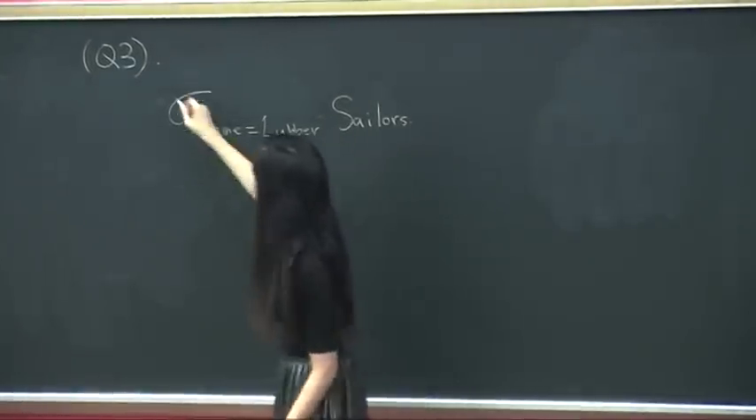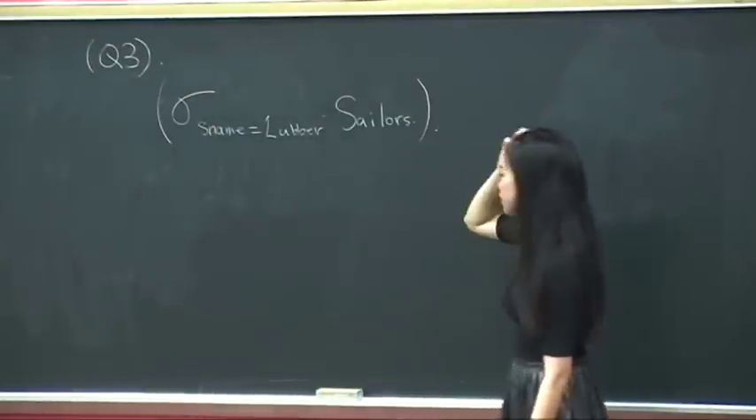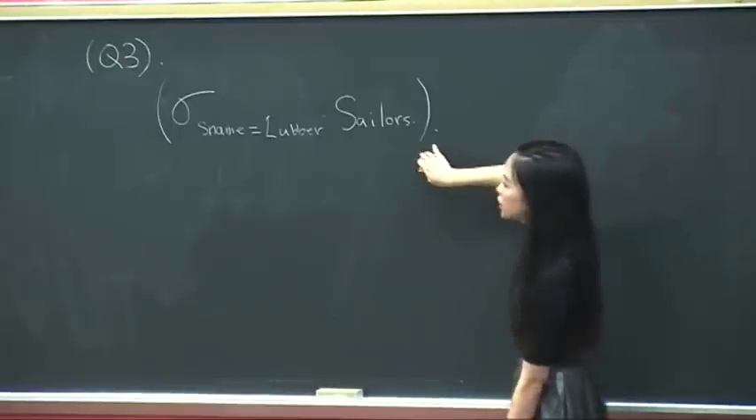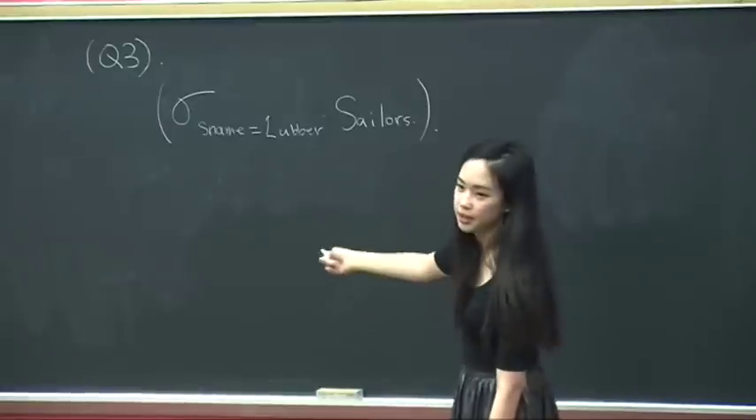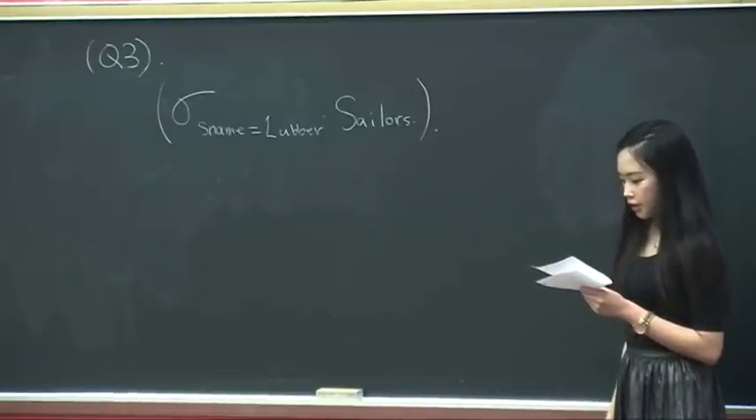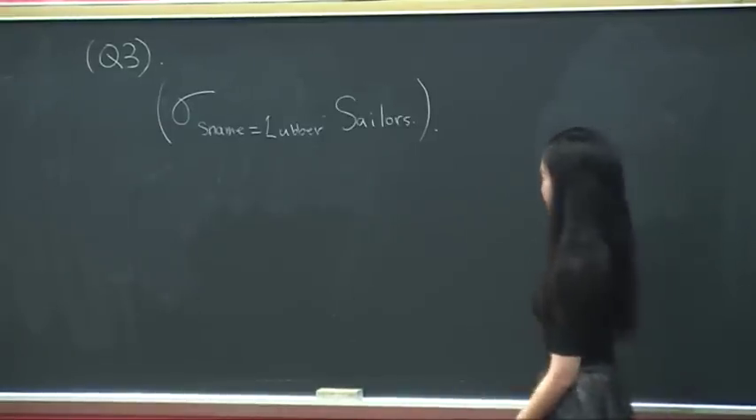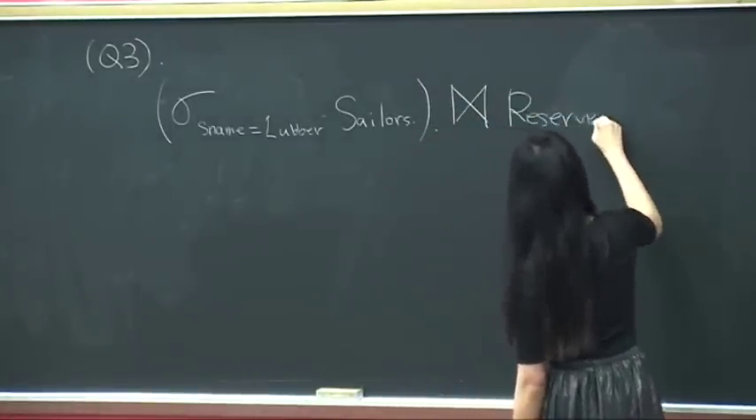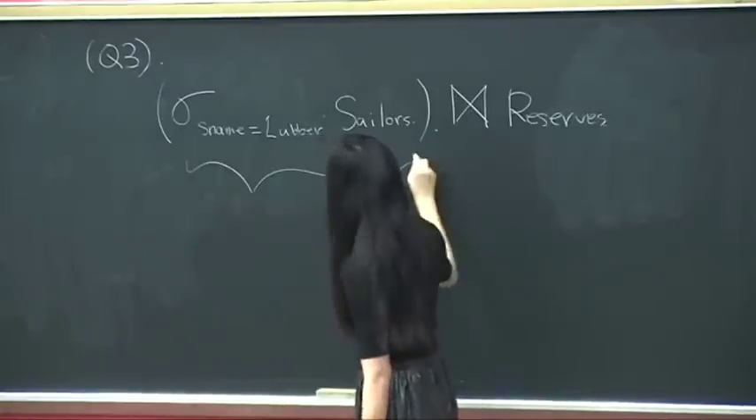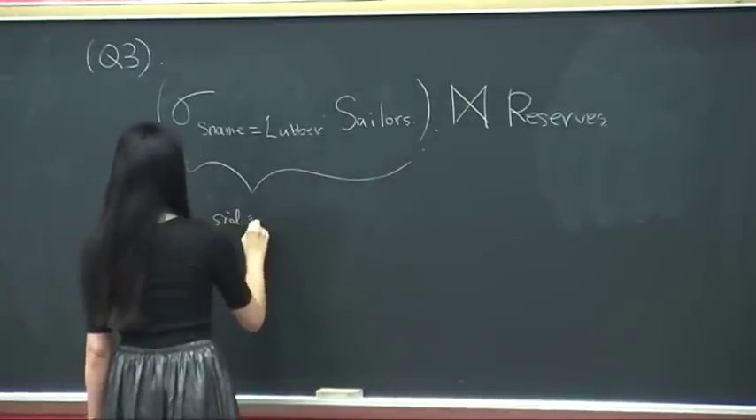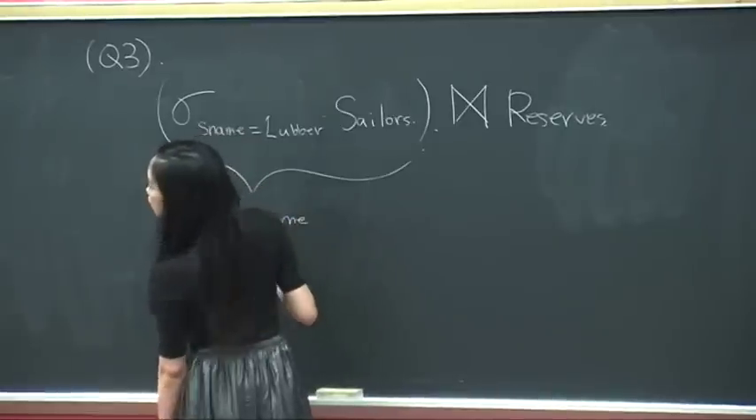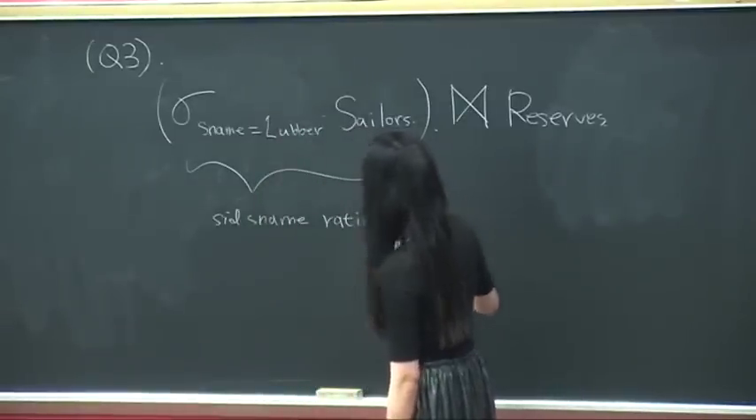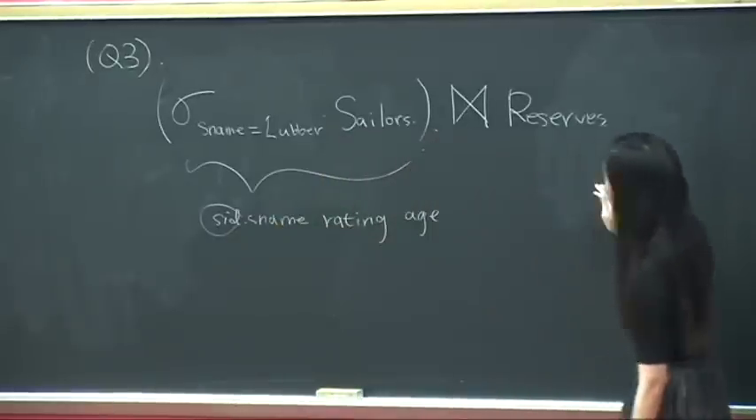So this is the first part. Up to here, we get the sailors that are called Lubber. So if we only do this, we get SID, sname, rating, and age. Join reserves. Join reserves and sailors. Projection. Because up until here, we get SID, sname, rating, and age. So we want to use the information of SID to join it with reserves.